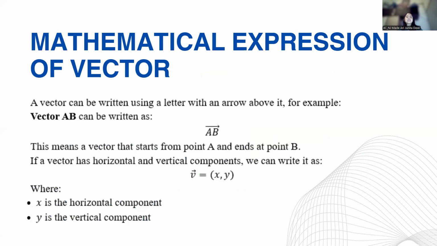And the next one is the vector notation and component. Now let's discuss vector notation and component. A vector can be written using a letter with an arrow above it. For example, vector v can be written as v with an arrow above it.